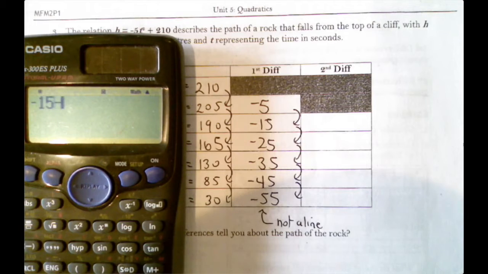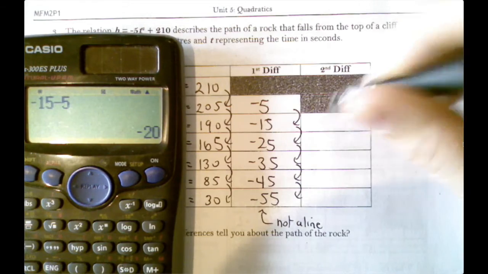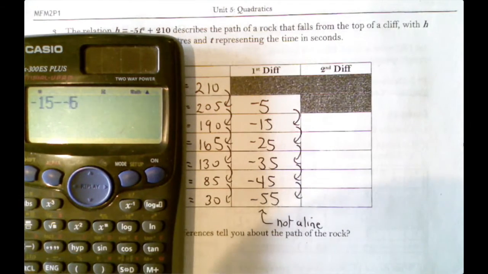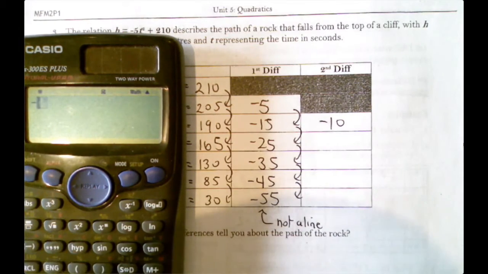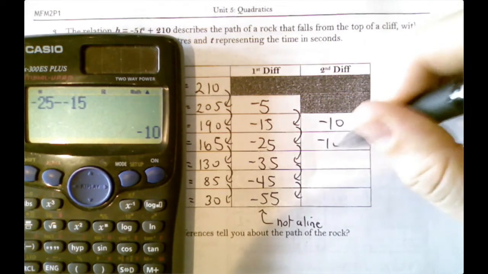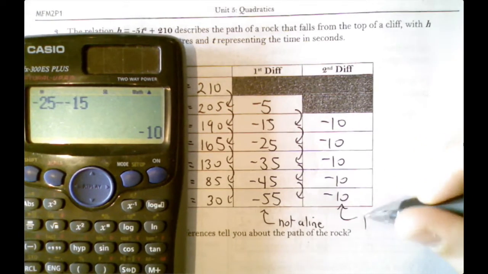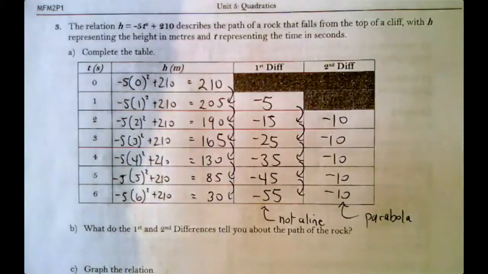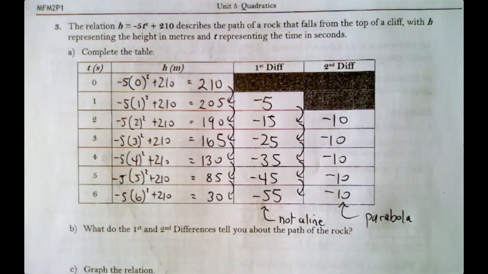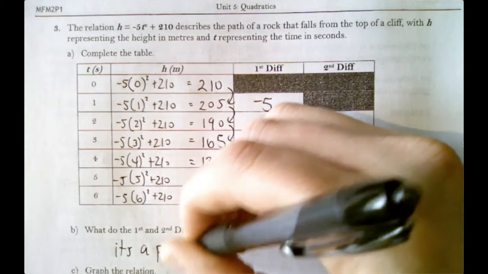Negative 15 subtract 5, we get, oops, subtract negative 5. My bad. We get negative 10. Negative 25 subtract negative 15, we get negative 10 again. In fact, we get negative 10 every time. And since these are the same, we have a parabola, which we kind of already knew. So what do the first and second differences tell us about the path of a rock? It's a parabola.